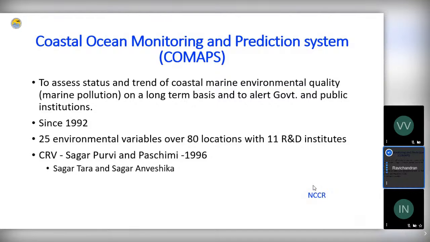These observations started in 1992, with more than 25 environmental variables over 80 locations with the help of 11 R&D institutions. They started collecting these observations, mainly using two coastal research vessels, Sagar Purvi and Paschimi, from 1996. Afterwards, new vessels replaced Sagar Purvi and Paschimi, so now NIOT has new vessels, Sagar Tara and Anveshika, for coastal monitoring. These observations are continuing for understanding the health of the ocean.